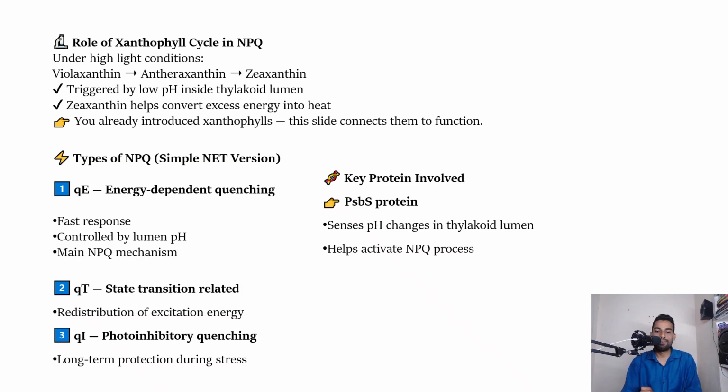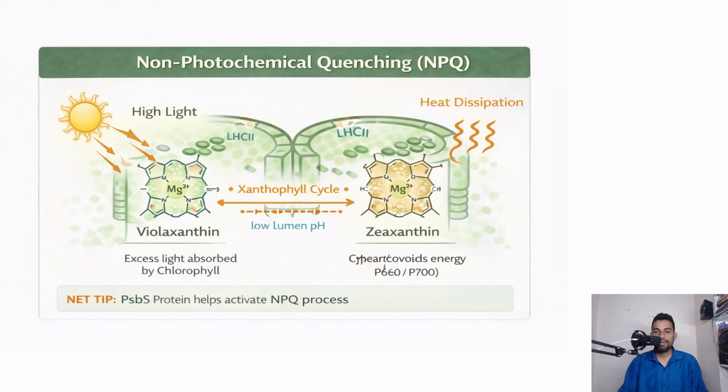PsbS protein senses pH changes in the thylakoid lumen and helps activate the NPQ process. Please remember this all. I cannot explain everything. These are not easily explainable. We can see clearly here. Please watch it in the big picture. There is excessive light. Violaxanthin absorbs it and next it moves to zeaxanthin. Here energy is converted to heat.